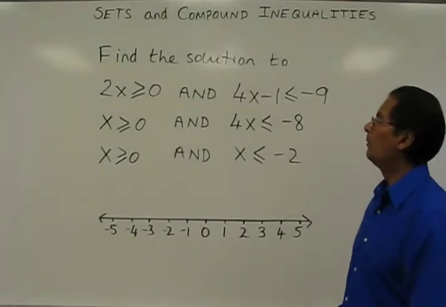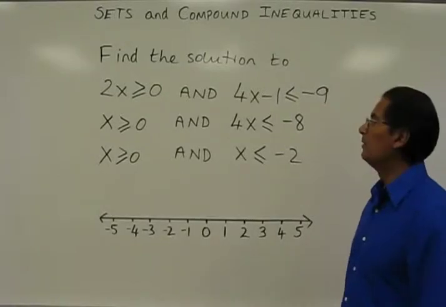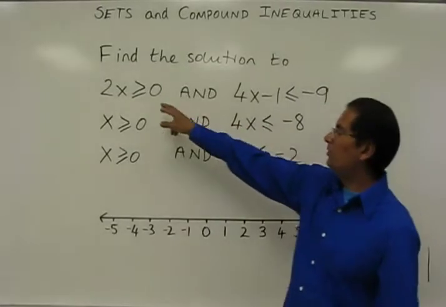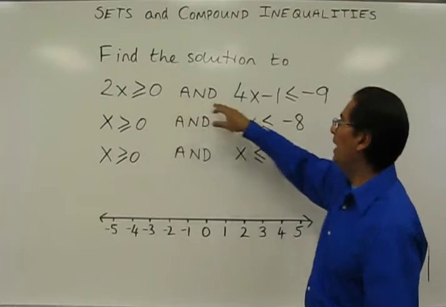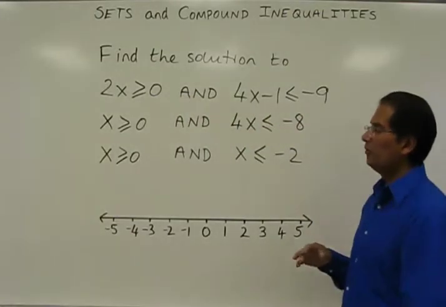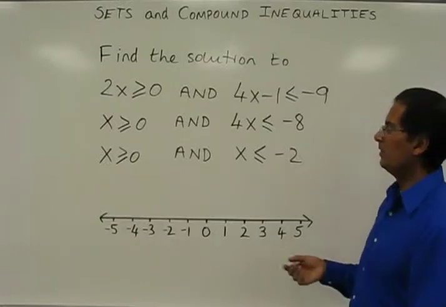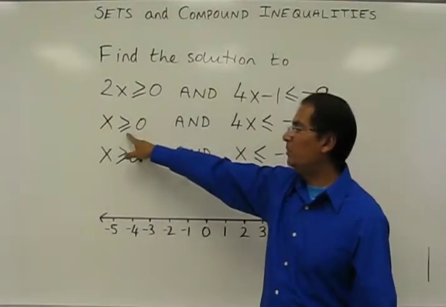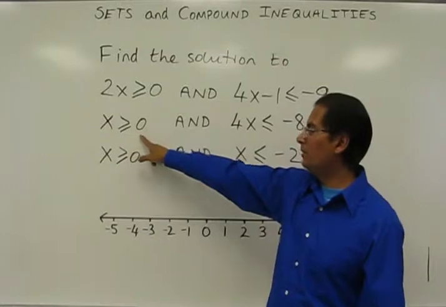Here's one more inequality using AND. We're asked to find a solution to 2x greater than or equal to 0 and 4x minus 1 less than or equal to minus 9. So we need to solve these for x first. Here we divide both sides by 2. We get x is greater than or equal to 0.